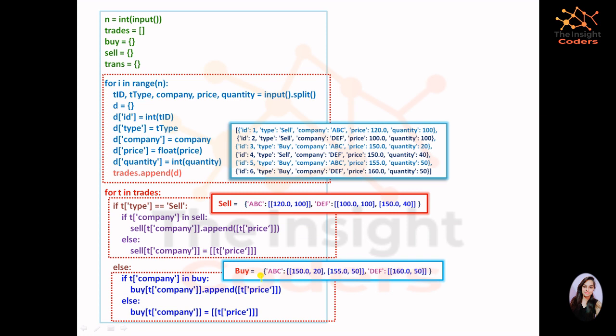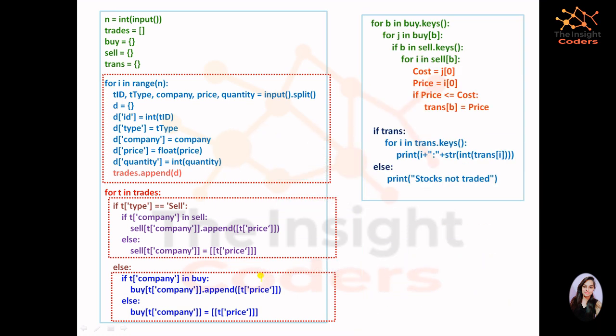We have the dictionaries for sell and buy. Now we need to check whether the price is less or not. So we have a simple condition. Firstly, for B in buy.keys, whatever are the keys in buy. Buy keys were A, B, C and D, E, F. For J in buy[B], that means the value for that. That means ABC means 120. That means J is having that 120 value for it.